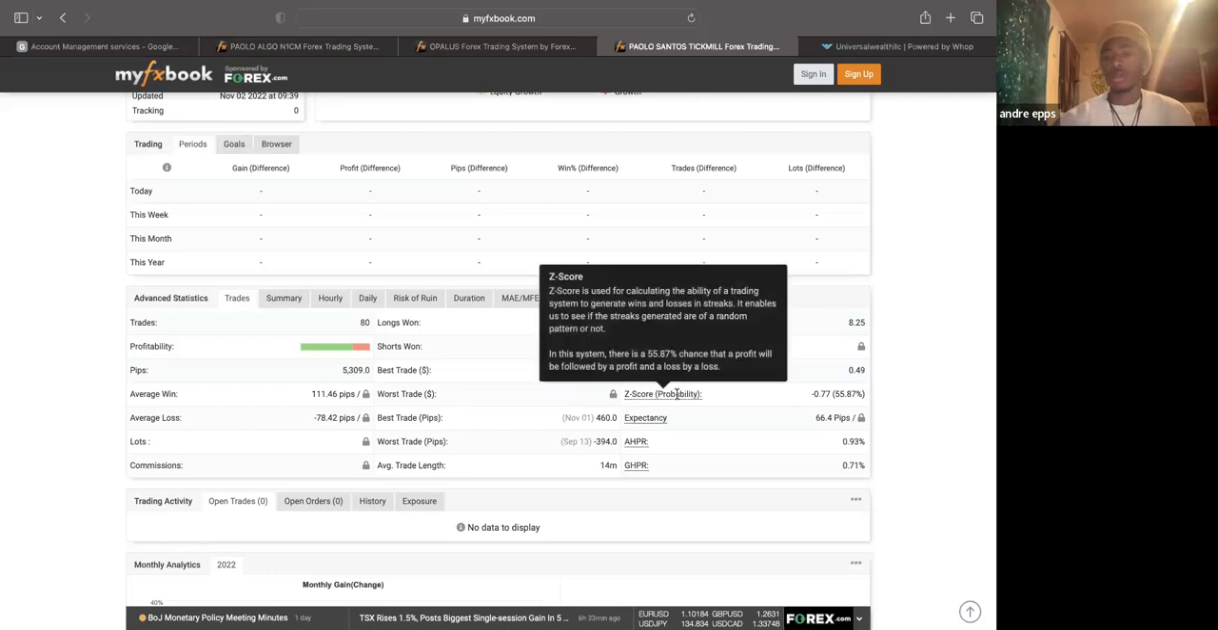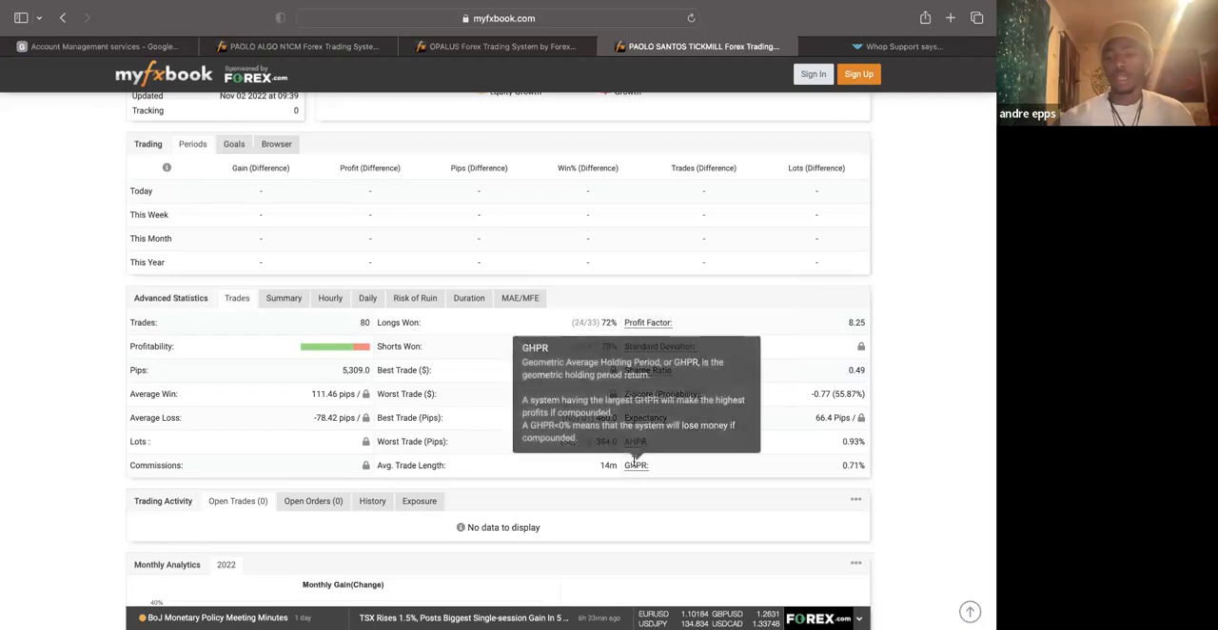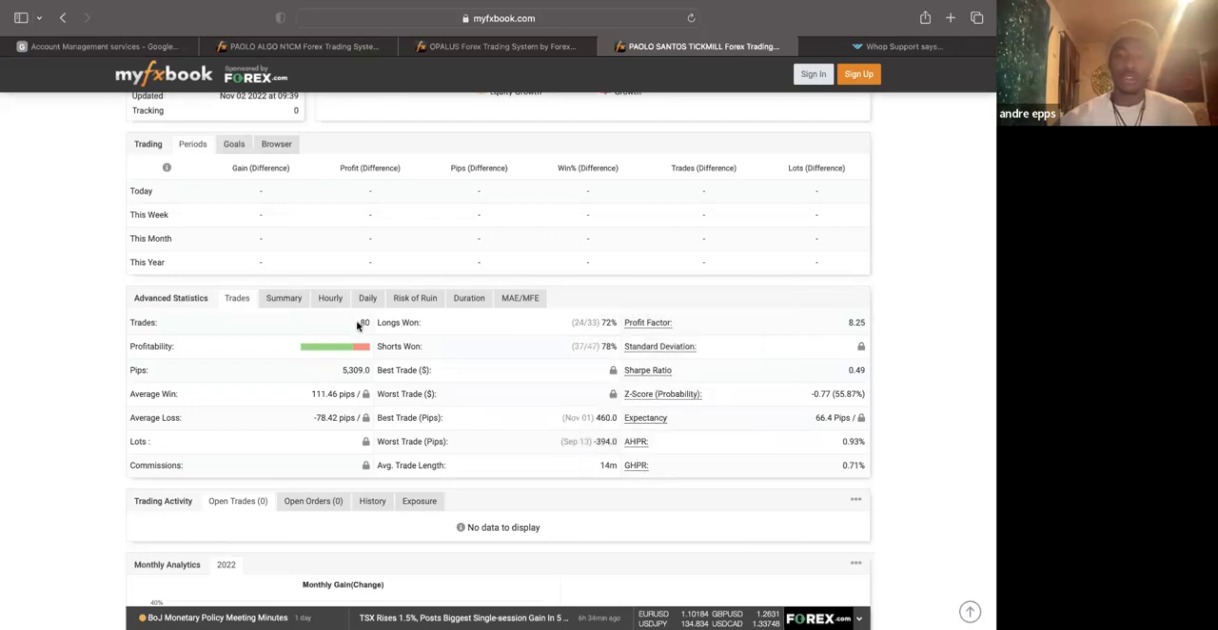Even down to our Z-score probability, this is slightly less, again, because we took simply fewer trades. All right, so there's the 55.87% that a profit will be followed by a profit and that a loss will be followed by a loss. All right, the GHPR, which is 71%, which is even higher. Again, the reason why these numbers are higher, which is good for us, is because it took fewer trades.